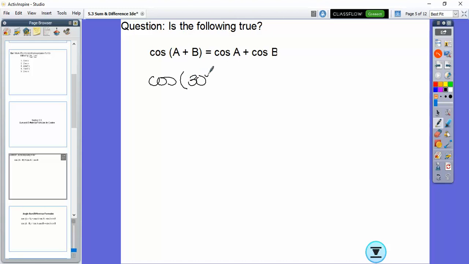Cosine of 30 plus 60 degrees. I want to know, is that the same as just doing the cosine of each? Could I just distribute my cosine? Yes. Seems like a logical approach.